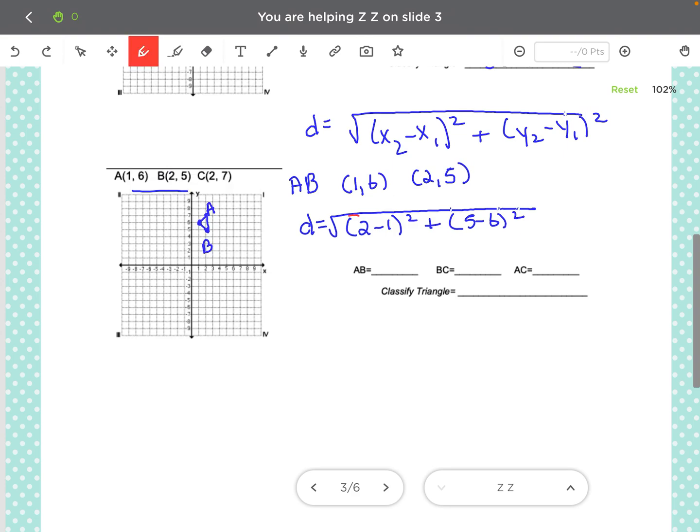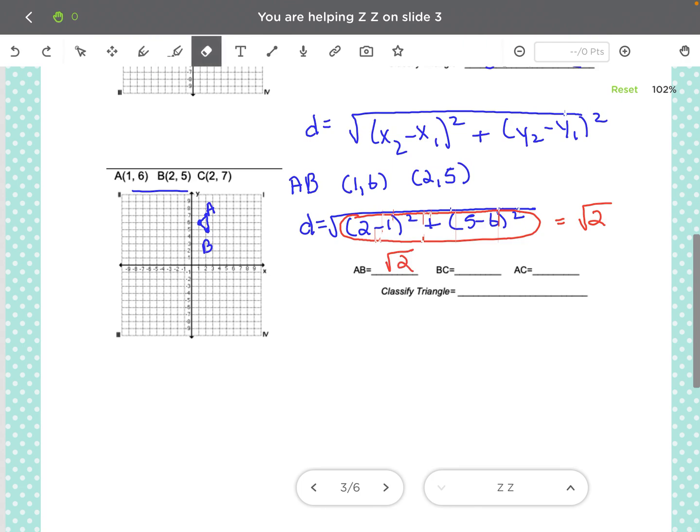Again, type into your calculator everything that's underneath the square root. So what I've circled in red, type that into your calculator, and you should end up with 2 underneath the square root, but you still have that square root symbol. So that distance for AB is actually the square root of 2.